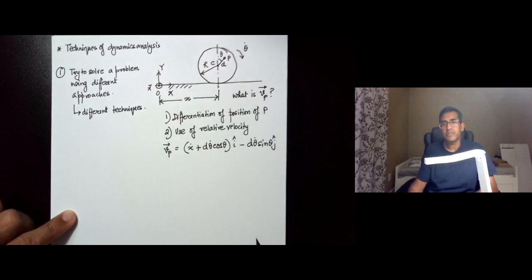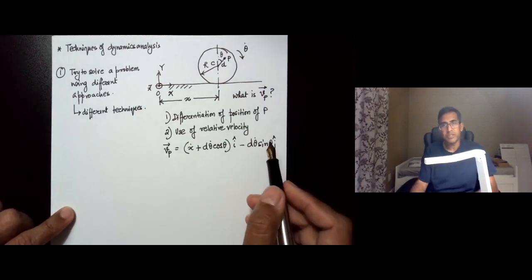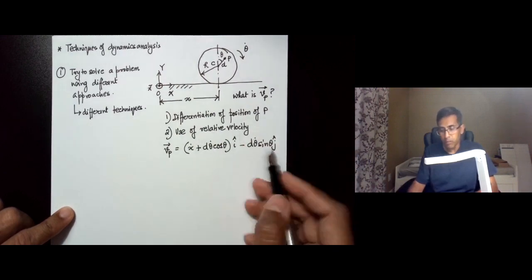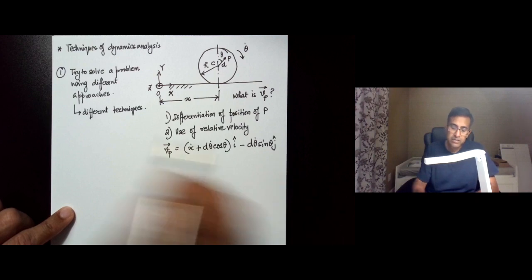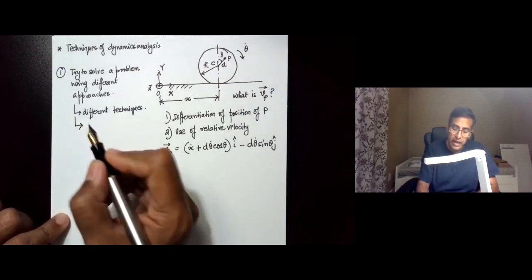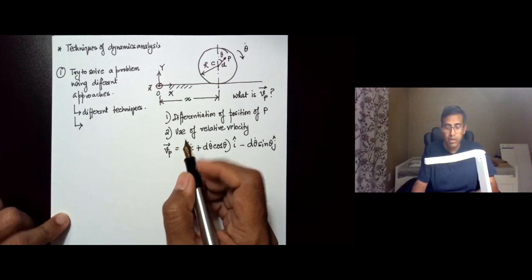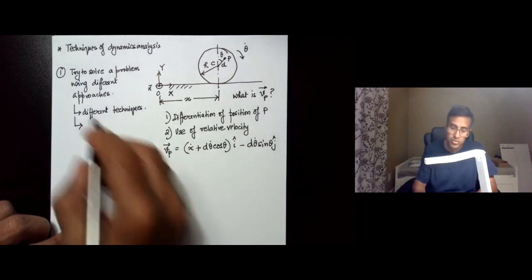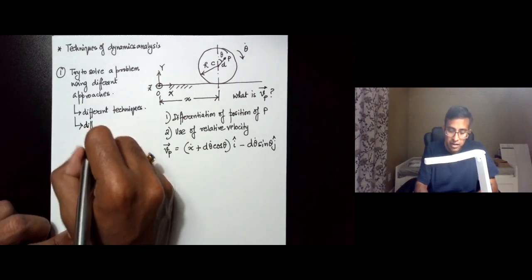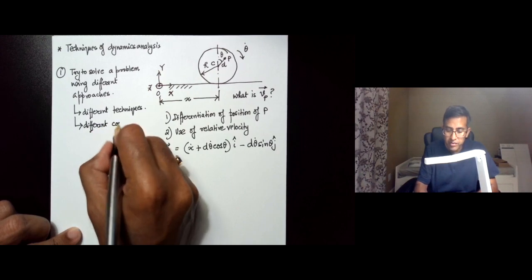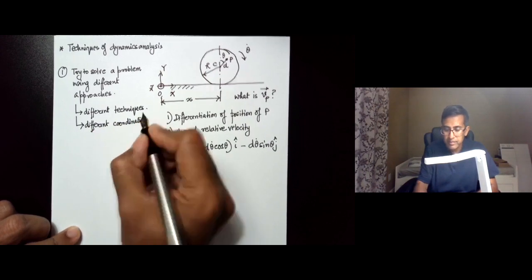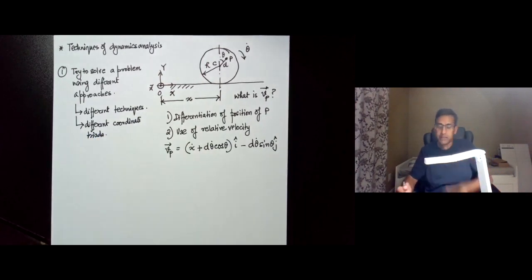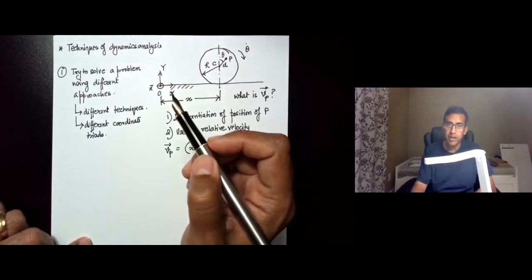For example, over here we used the differentiation of position P directly to find the velocity as our first approach, and then the use of relative velocity, both of which gave us consistent answers. And another way to solve a problem using different approaches is to try different coordinate triads. When we say coordinate triads, we mean these XYZ triads.